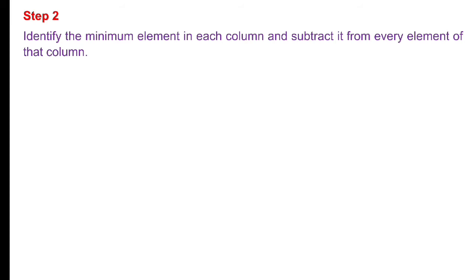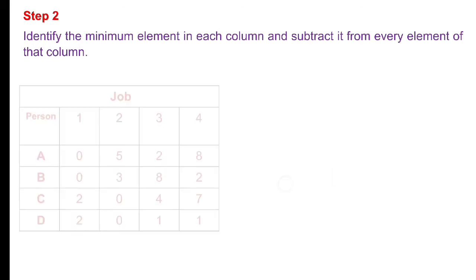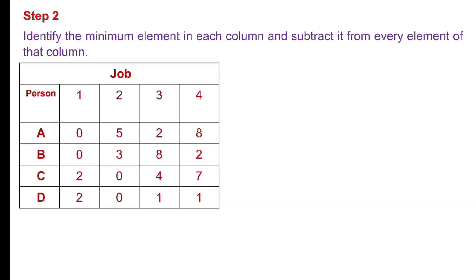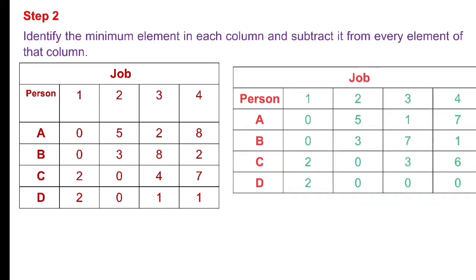In the previous table, we subtracted each row's minimum from the other values, and we got the matrix. From here, again we select the column-wise minimum and subtract it from the other values. Column-wise minimum: first column is 0, second column is 0, third column 1, fourth column 1. So we have to follow that procedure.